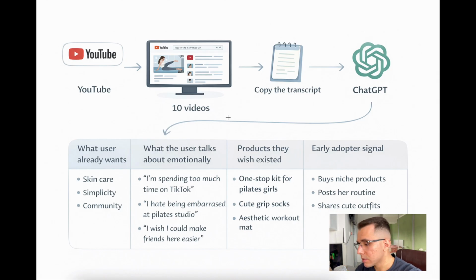time scrolling on Instagram or TikTok or any social media. They don't want to be embarrassed at the Pilates studio, so that's why they try to keep up with trends, to buy stuff that makes them that girl, Pilates girl, and so on, that gives them this feeling of the community. And they also struggle emotionally with making friends easier, so that's why they might choose Pilates instead of going solo to the gym. Pilates is more like interaction, community, a group of girls, and so on.